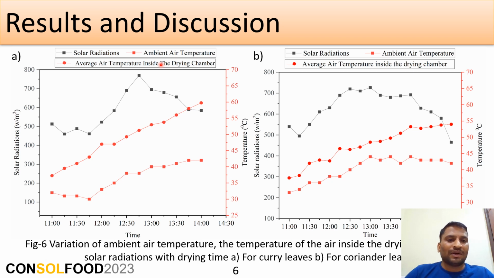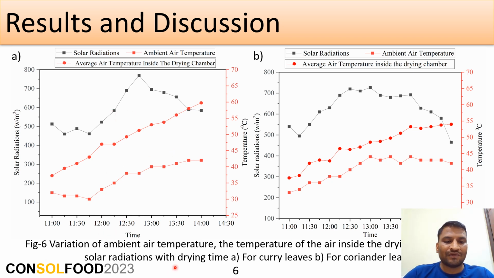Now, after completing the CFD simulation, we went for the actual experimentation. During the experimentation, we monitored different parameters like solar radiation, temperature of the ambient air, and temperature of the air inside the drying chamber. Initially, we loaded the solar dryer to its full capacity, and we conducted this experimentation at a constant airflow velocity of 0.6 meter per second. Air velocity was maintained throughout the experimentation on coriander leaves as well as on curry leaves.